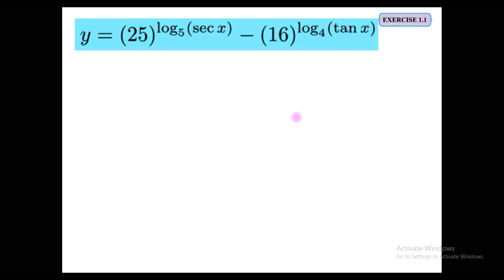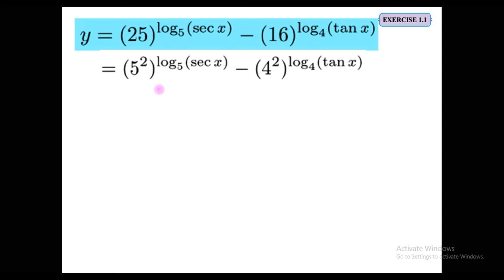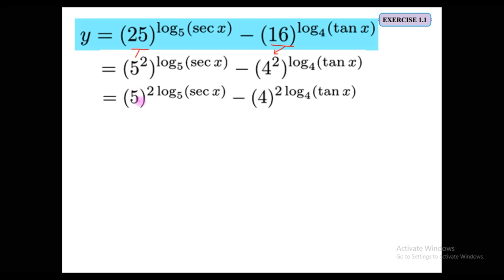After this there was this sum that I found tricky. See, 25 to the power log of sec x to the base 5, minus 16 to the power log of tan x to the base 4. First convert 25 as 5 square, and write 16 as 4 square. After that, this 2 is taken outside the bracket. 2 is taken outside the bracket. Here also 2 is taken outside the bracket. We will see what is the use of it.